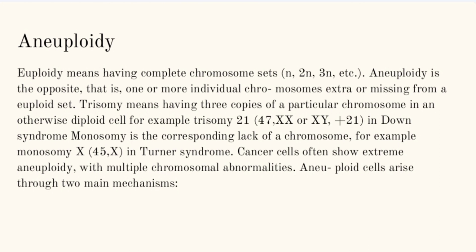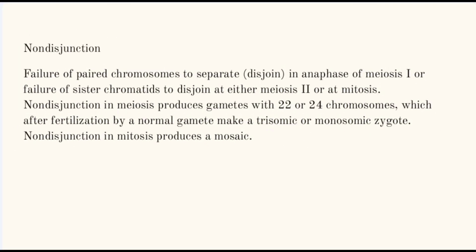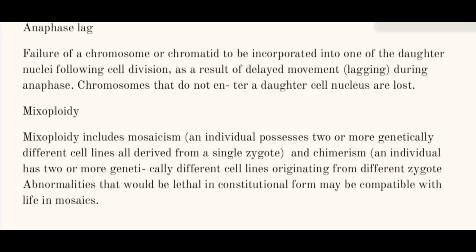Aneuploid cells arise through two main mechanisms. Non-disjunction: failure of paired chromosomes to separate in anaphase of meiosis I, or failure of sister chromatids to disjoin at either meiosis II or at mitosis. Non-disjunction in meiosis produces gametes with 22 or 24 chromosomes, which after fertilization by a normal gamete make a trisomic or monosomic zygote. Non-disjunction in mitosis produces a mosaic. Anaphase lag: failure of a chromosome or chromatid to be incorporated into one of the daughter nuclei following cell division. As a result of delayed movement, lagging during anaphase, chromosomes that do not enter a daughter cell nucleus are lost.